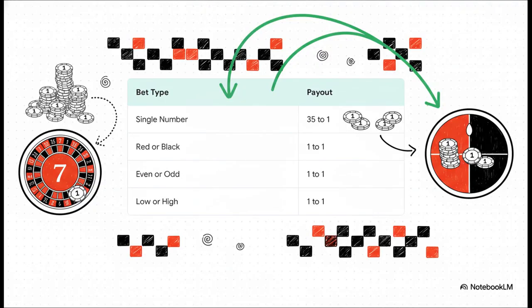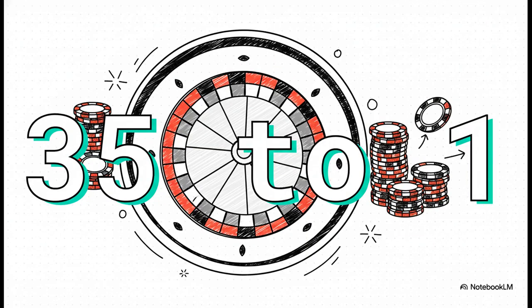Just look at the huge difference in the payout between betting on a single number versus one of those broader, nearly 50-50 bets like red or black. So betting on a single number, that's the ultimate long shot. I mean, you're picking just one number out of 38 possibilities on the wheel. But if you hit it, wow, the payout is a massive 35 to 1. So your $1 bet would suddenly win you $35 back.